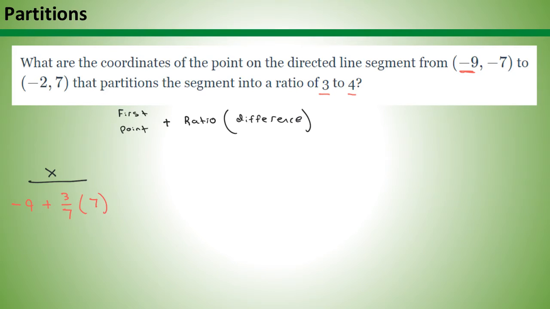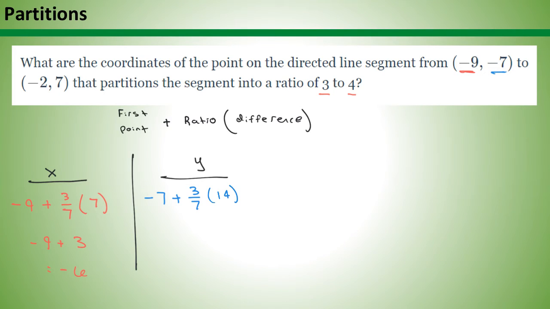Okay, so now let's simplify this. If I multiply 3/7 times 7, that's going to be 3. So I have -9 plus 3, and that is -6. That is my x value. Okay. Now we're going to do y, okay, and my first y value in this case is -7. So we have -7 plus, the ratio is still the same, 3 over 7. And then this time, how far is it if I was going from -7 all the way to +7? We're going up by 14. So that's going to be a +14.